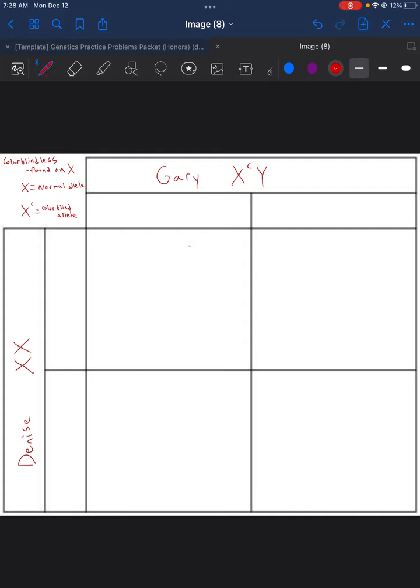So first thing we need to do is make males and females. We need to see what the kids could be. And we do that just like any other Punnett square. You have two chromosomes: an X chromosome and a Y chromosome. And for Denise, who was female, you get an X chromosome and an X chromosome.